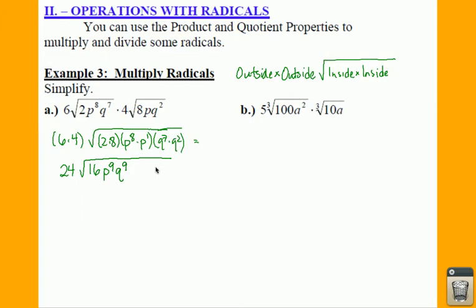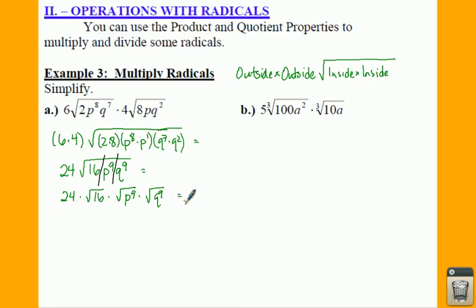So what we have to do from this point is we have to simplify like we did in example 1. We're going to have to split these problems up. If we have a square root, we're going to have to simplify the 16 by itself, the p by itself, and the q by itself. So I'm going to rewrite this as a 24 times square root of 16 times p to the 9th. I like to see my terms all separate, times square root of q to the 9th.